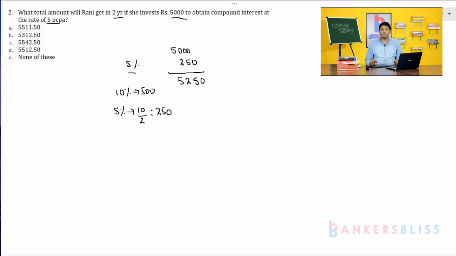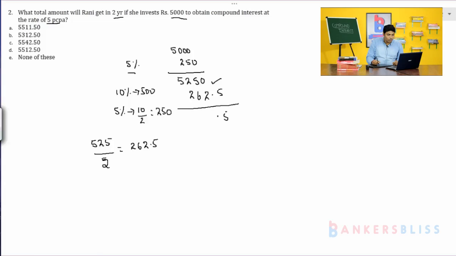For the second year you want to calculate again 5% on this 5,250. So 10% is 525. 5% means 525 by 2, which is 262.5. So altogether after 2 years the total amount you are going to get is 5,250 plus 262.5, which is 5,512.5. So 5,512.5, option D is the right answer.